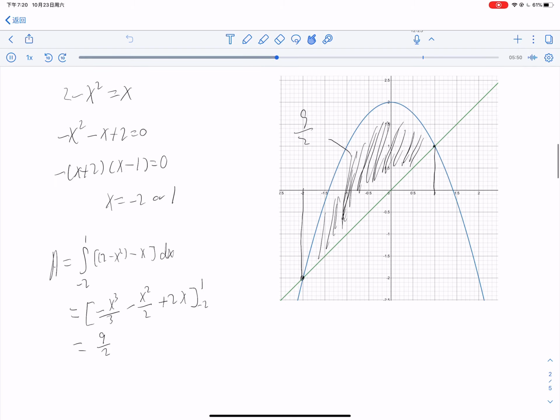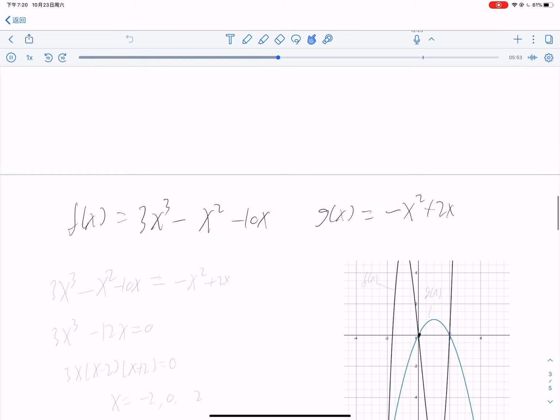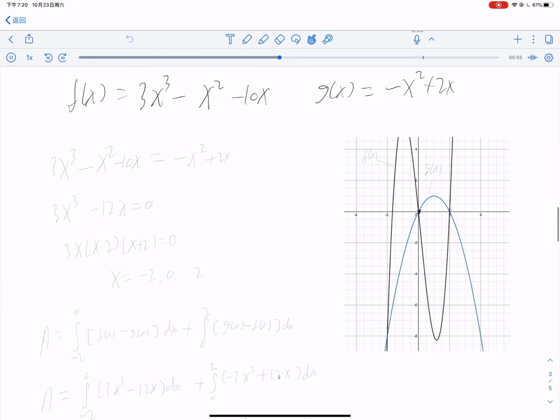Alright, so here's the third case, which is a pretty hard one. You can see that in this case, sometimes f of x, which is this black line, is on the top, while sometimes the blue line, g of x, is on the top. So here's the time that you need to find out when is which function on the top and when is the alternative case, because you always want to use the upper function minus the lower function.